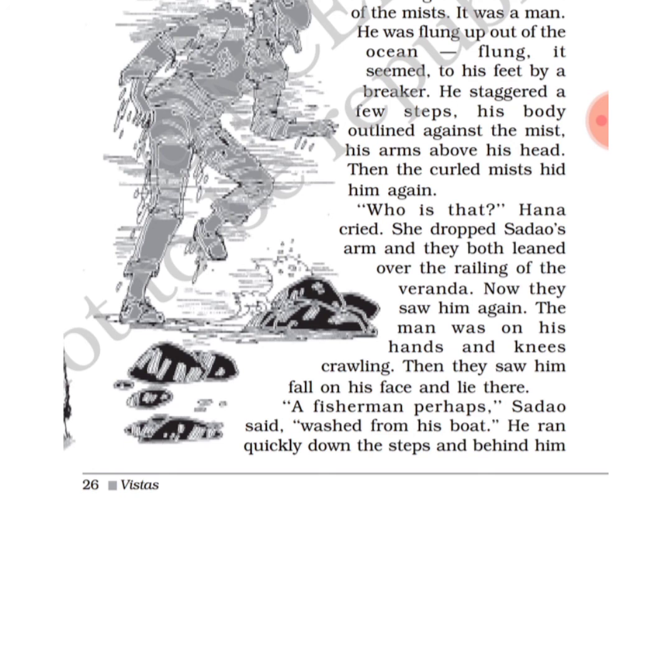Leaned means bent forward. So what happened? Upon seeing the figure, Hana reacted by asking, who was that? She took her arm out of Sadao's arm and both of them bent forward over the railing of the veranda to have a closer look at the man. They saw him again. He was crawling on his hands and knees, literally crawling. Then he fell on his face and kept on lying there. Probably he had fainted.